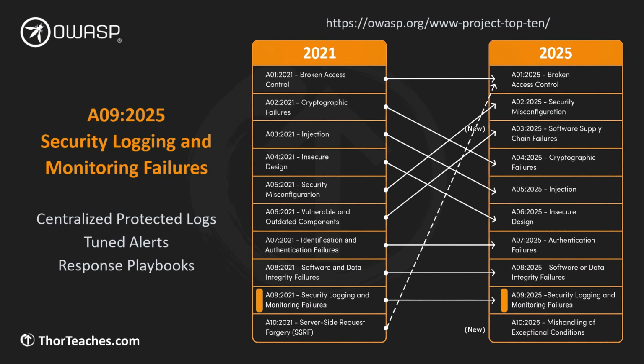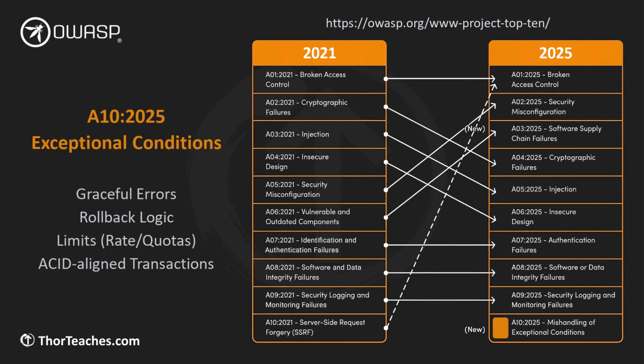A9. Logging and alerting failures. If you're not logging the right things and acting on them, you'll find out about the breach from the news. Centralized logging, tuned alerts, react on the right things. A10. Mishandling of exceptional conditions. When things go wrong and your system doesn't handle it cleanly, attackers will weaponize the mess you left behind. Graceful errors, rollback logic, ACID model.